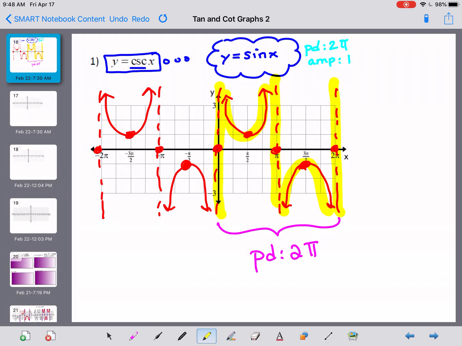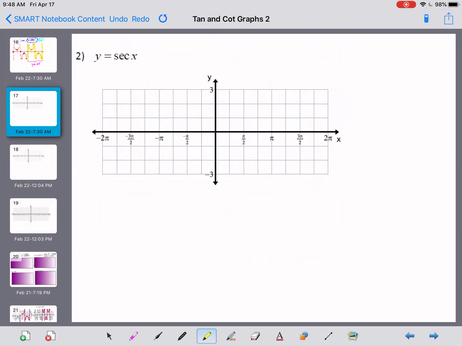I'm not going to have you guys highlight for this. It was more for sine and cosine, the highlighting, because that's where it gets tricky for me to grade as a teacher. So for secant and cosecant, you don't have to highlight. All right, let's try another one.